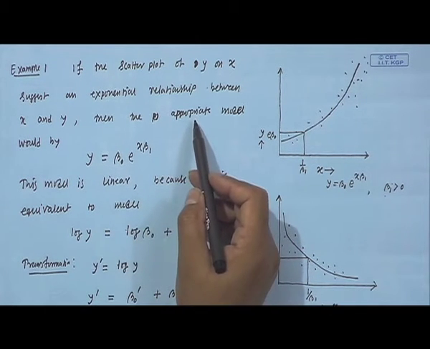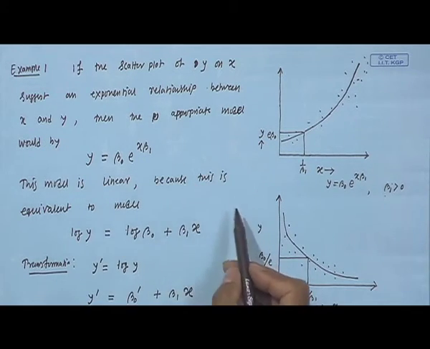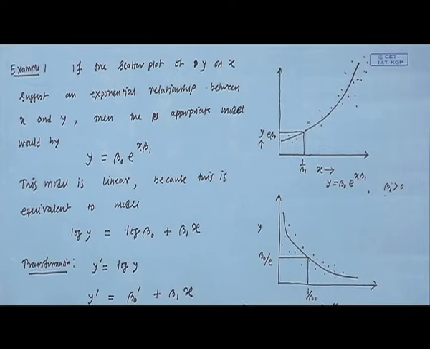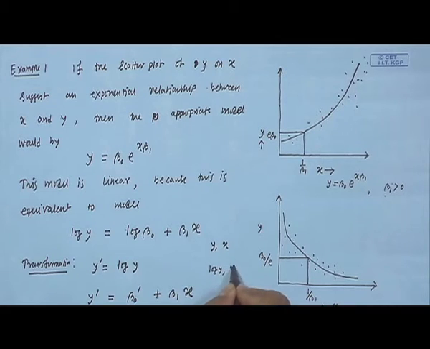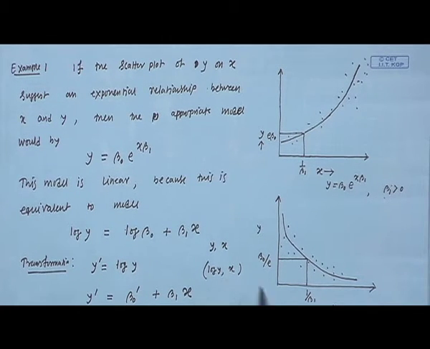So, even if you see that the relationship is exponential between the response variable and regressor variable, then the appropriate model is this one, and then you can transform this model to a linear model. So, here given y x, you transform y to log y and x, and then you fit a linear model using this transformed data. Okay.